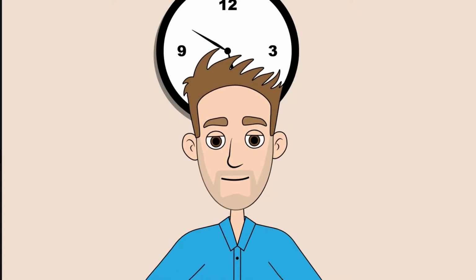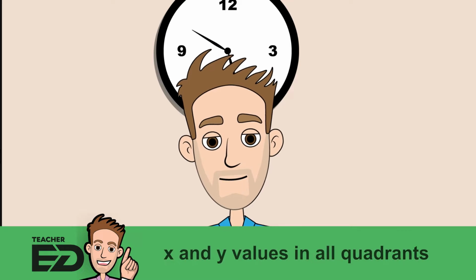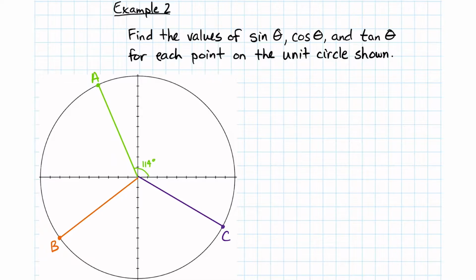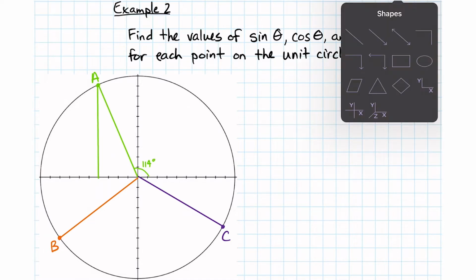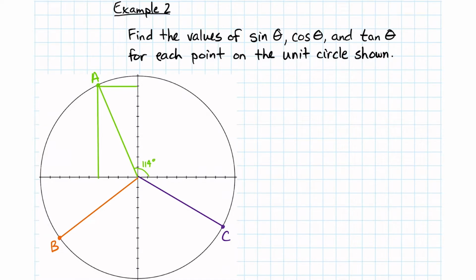Do you think you have it down now? Let's look at some angles in the other quadrants and get the values of those points. In example 2, we want to find the values of sine, cosine, and tangent for each of these points. Let's start with point A. Point A has an angle of 114 degrees. So just like in our last example, what I want to do is draw a straight line down to the x-axis and over to the y-axis so we can better see the exact values. So if we go down to the x-axis, we're here, and if we go over to the y-axis, we're about here. So we're at an x value of negative 0.4 and a y value of 0.9.